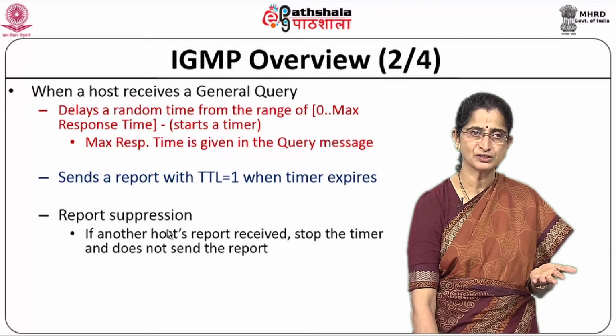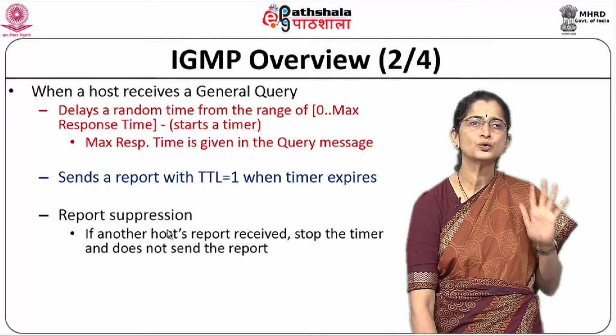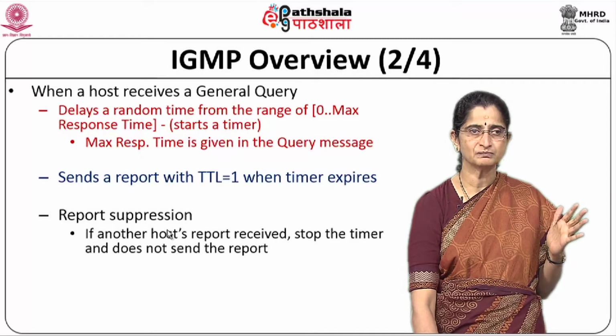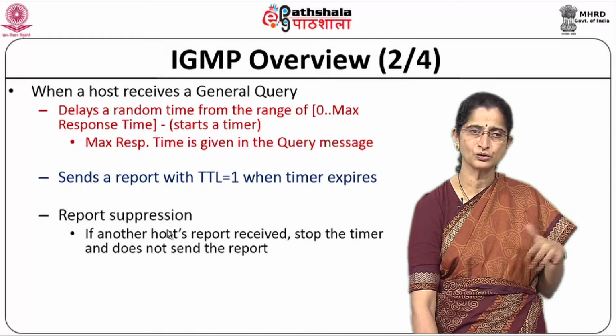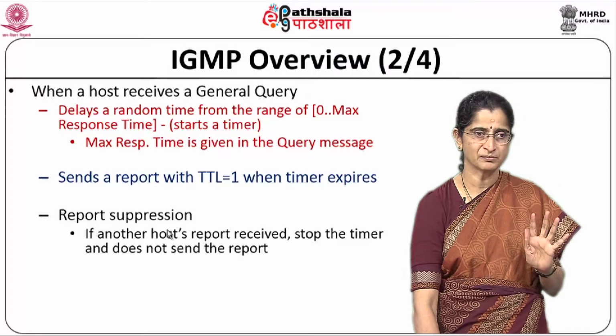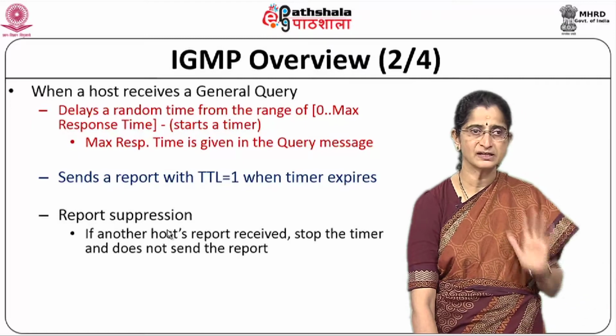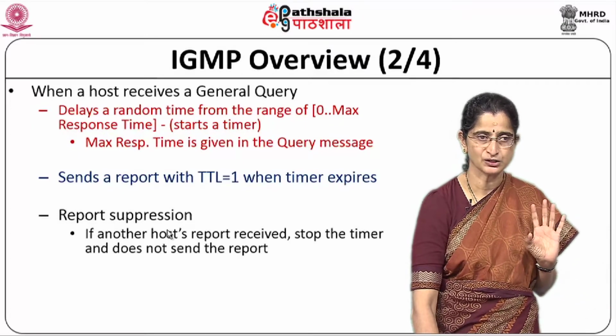The reason they do not have to send a response is, all that the router needs to know is that somebody is there on this network who belongs to this group, and as long as somebody is there on this network who belongs to this group, multicast packets will anyway be sent to this particular network. So, that is all the information that is required. We do not have to flood the router with multiple responses. So, that is the reason why this random wait is used.